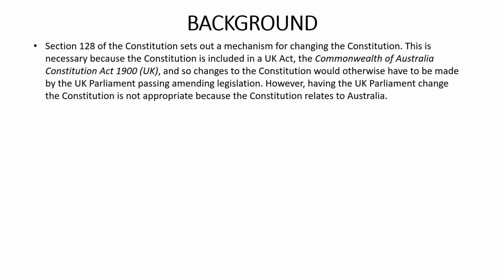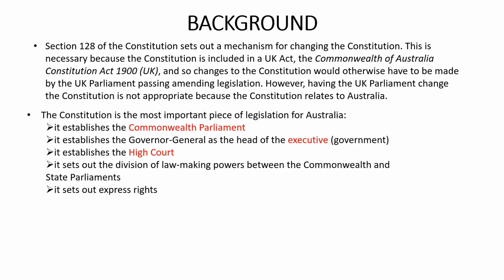Because the Australian Constitution is part of a British Act, it would normally be able to be amended by the British Parliament, just like any other piece of legislation passed by the British Parliament. However, it's not appropriate that the Australian Constitution can be amended by the British Parliament. The Australian Constitution relates to Australia and not to the United Kingdom. It's for this reason that the Constitution itself sets out the way in which it can be amended, and it does this in section 128.